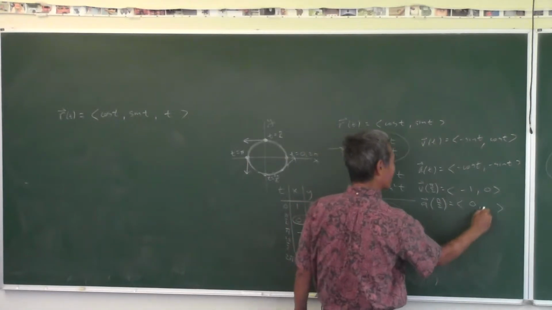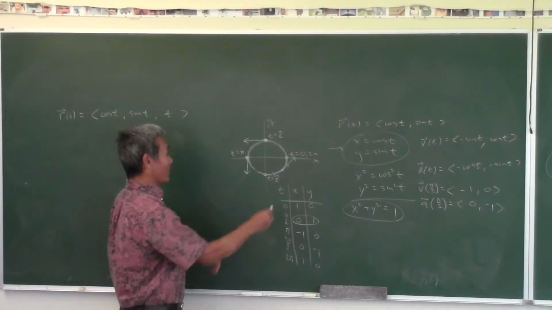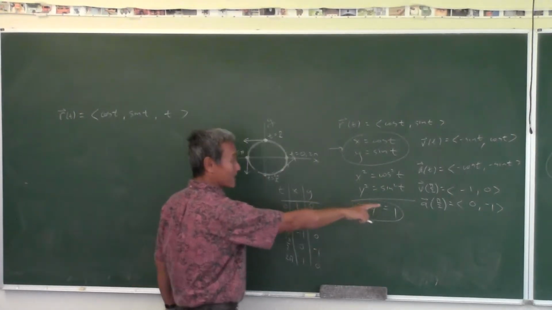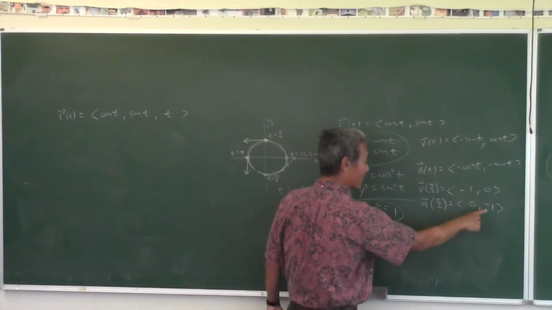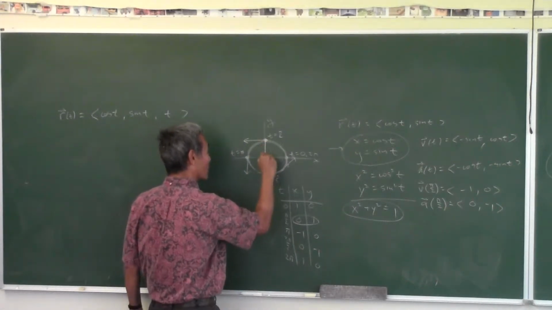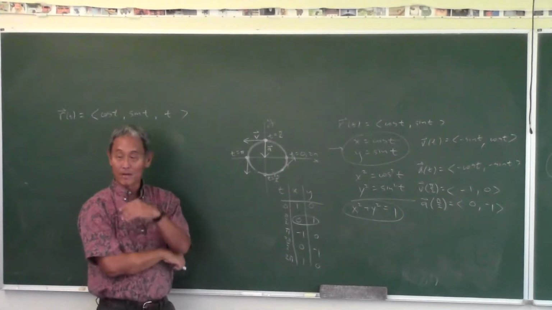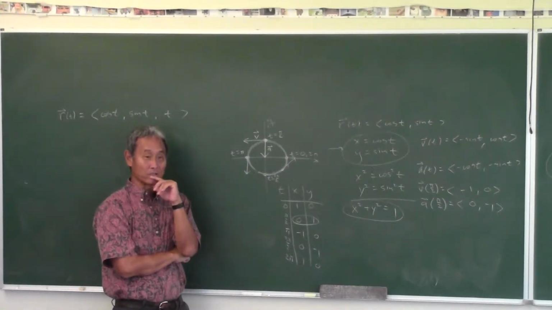0, -1. So when time is pi over 2, the acceleration vector has an x component of 0 and a y component of -1. That means it looks like this. Here's the velocity vector, there's the acceleration vector. Does that remind you of uniform circular motion?